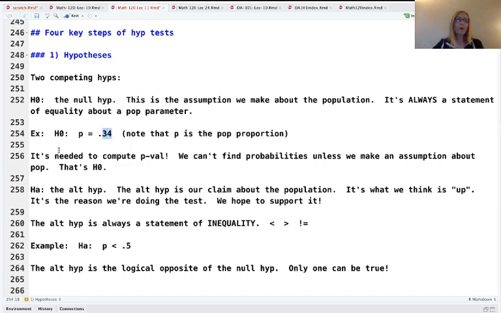This is really important. We need the null hypothesis to compute both the test statistic and the p-value. These probabilities that we're computing, they're not magical. We can't just, poof, conjure them out of thin air. We have to make some assumptions about the population in order to do these probability computations. And that's what the null hypothesis is all about: being honest about our assumptions that we're using to perform the test.